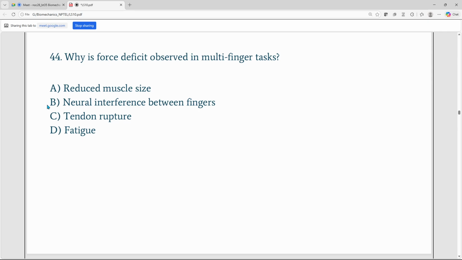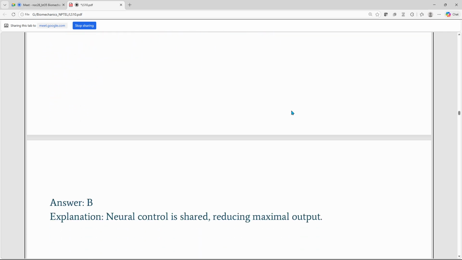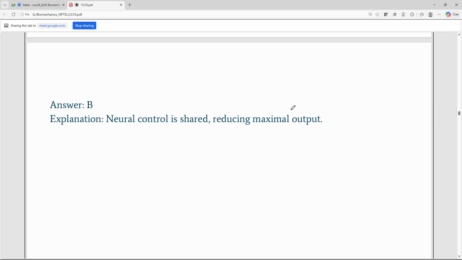Answer is option B, neural interference between fingers. Because when the neural control is shared between the fingers, it reduces the maximal output. That's why a force deficit is observed.